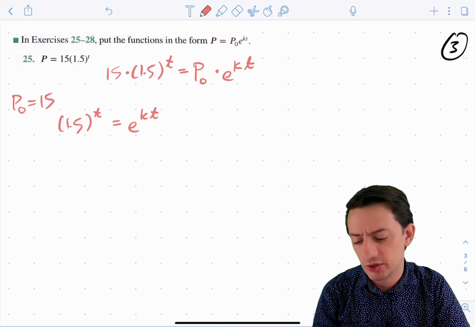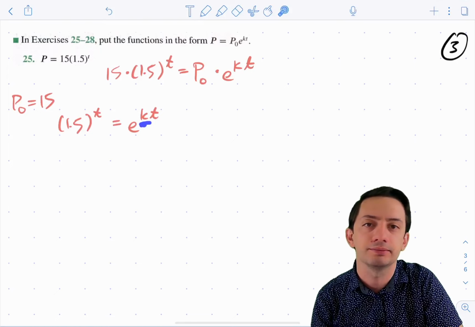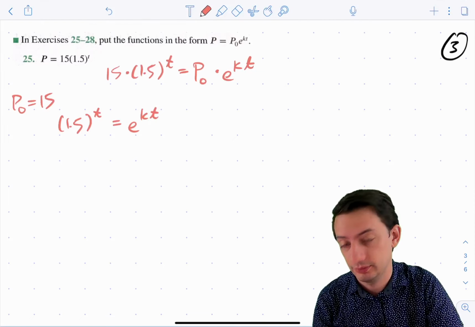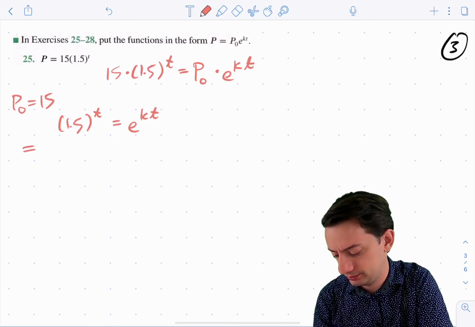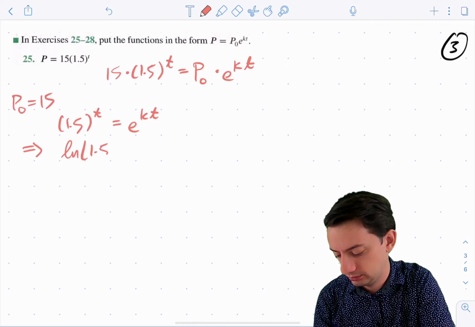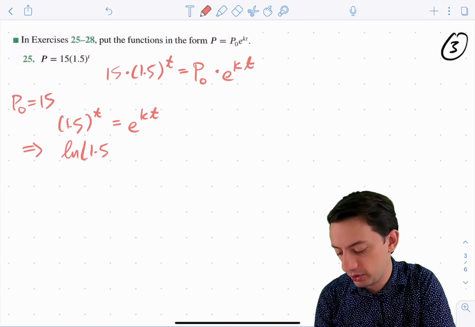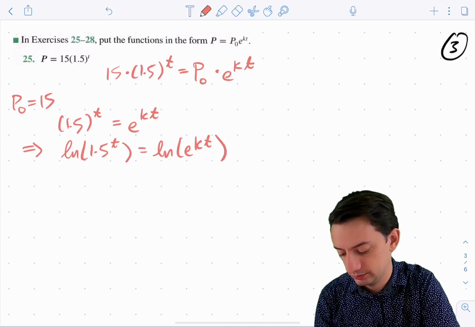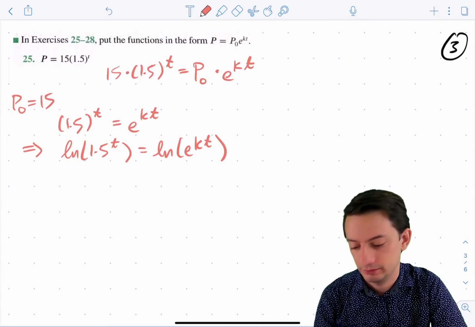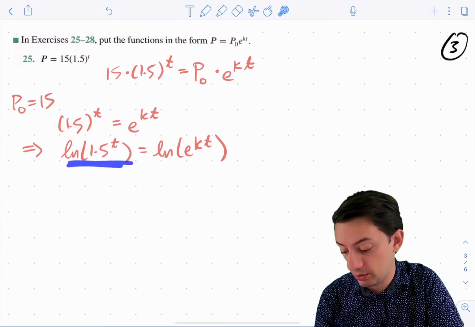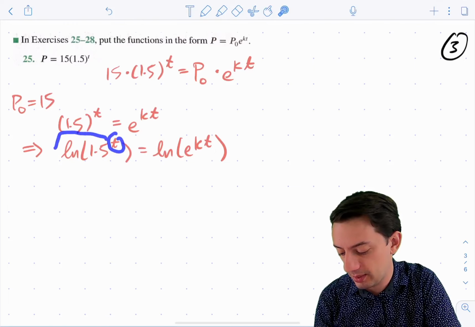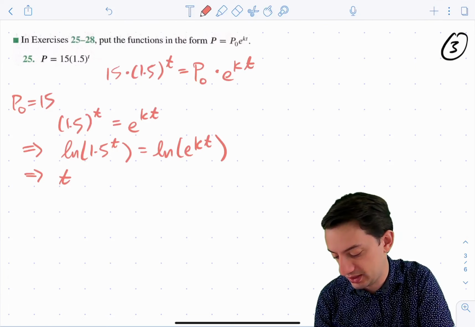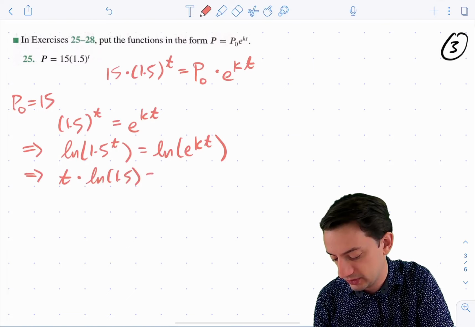So we're kind of in the normal situation where we've got something we want to solve for, the k, in the exponent. And so the way that we bring it down is with a natural log. So let's take the natural log of both sides. That says the natural log of 1.5 to the t equals the natural log of e to the kt. So on the left-hand side, we can use that trick again where any exponent inside can come out front as a constant multiplier. In this case, it's a variable, but a multiplier. So that's t times the natural log of 1.5 equals.